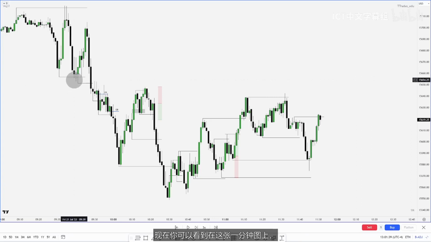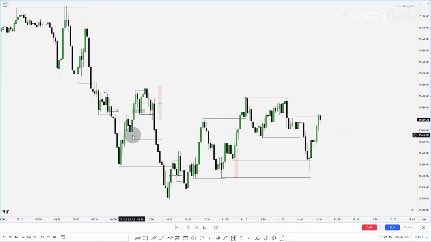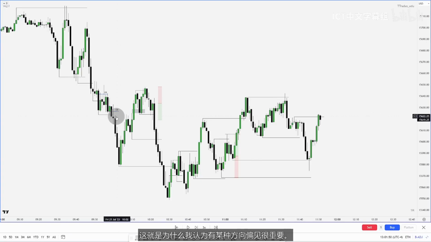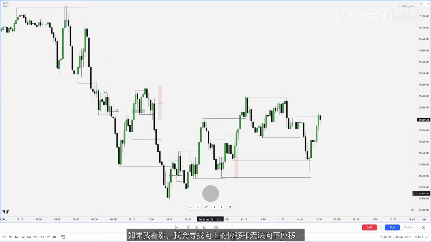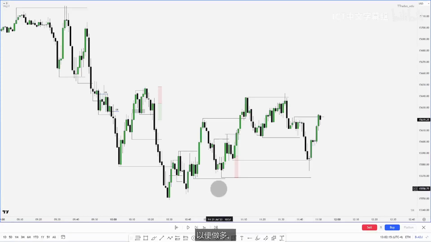Now you can see how on the 1 minute chart here, this can become a lot, right? We have a lot of structure breaks, a lot of failure to displace, just a lot of stuff going on. And that is why I think it is important to have some sort of directional bias. For example, if I'm bearish here, I'm not looking for any long setups. I'm looking for displacement down and a failure to displace up to position myself short. Similarly, if I'm bullish, I'm looking for displacement up and a failure to displace down to position myself long.